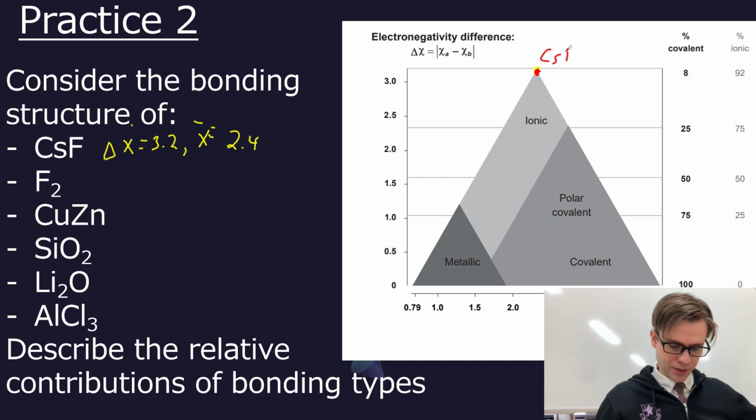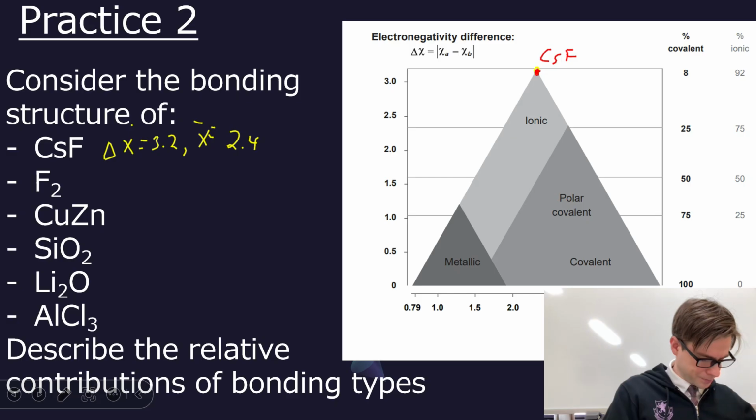Okay, cesium fluoride is the classic ionic compound. We can basically say it's 100%. So it's going to have brittleness, low conductivity as a solid, good solubility, high melting and boiling point.